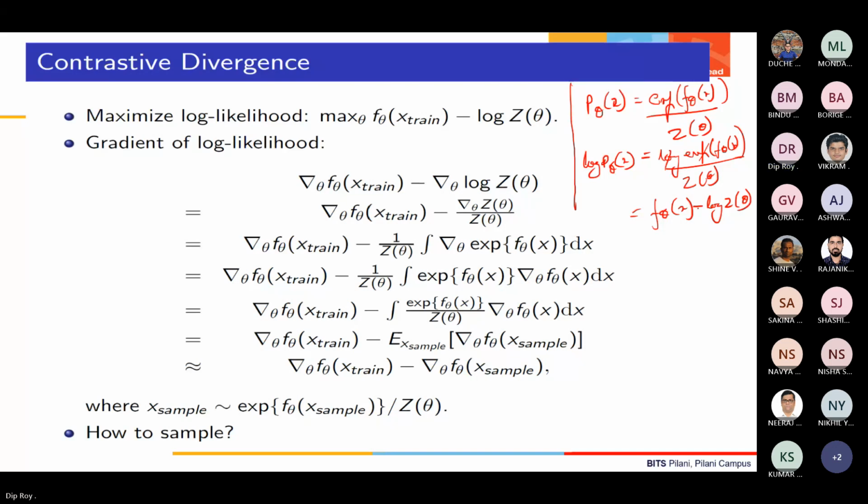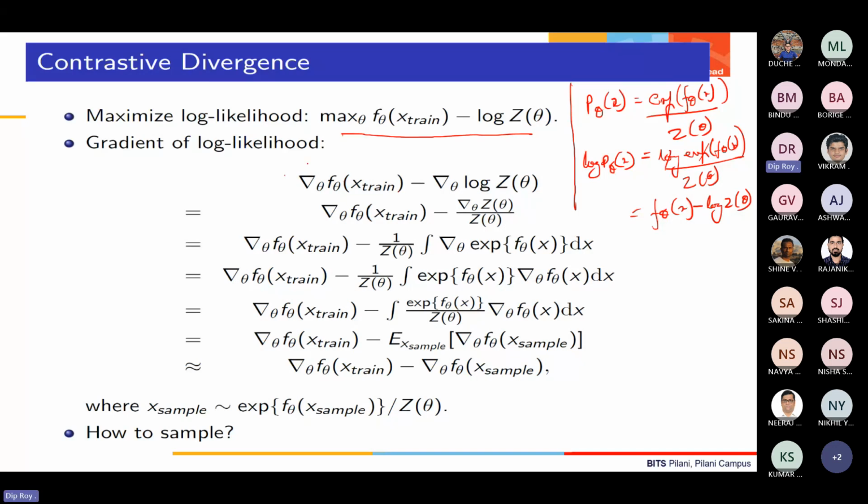Right? This is what we are, and this is exactly what it is. So we want to maximize this log likelihood. Now, to maximize this log likelihood, and remember, this x is extreme, what we have to do is obviously take the gradient.